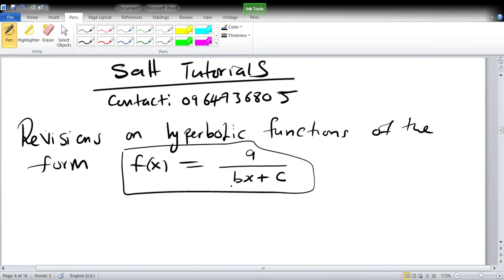Okay, welcome back. In this revision class, I'm going to be talking about hyperbolic functions of the form f of x equals a over bx plus c. What does this mean? Obviously, we have talked about a number of nonlinear functions. Mind you, this is still BS140.